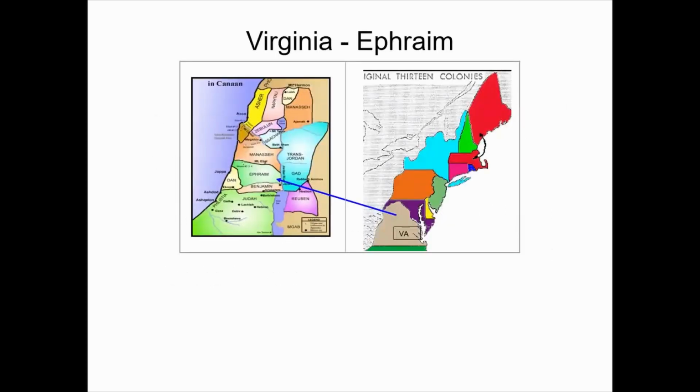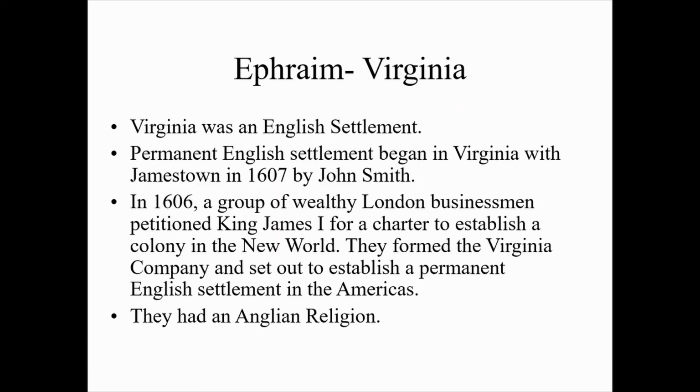Now, here we come with Virginia. You see Virginia here. That would represent Ephraim. That would represent the tribe of Ephraim. Do y'all see that? It is an English colony, a permanent English colony, settled in Virginia in Jamestown in 1607 by John Smith. We know this history. In 1606, a group of wealthy London businessmen petitioned King James I to establish a colony in the New World. Okay, and they had an Anglican religion because they were English.